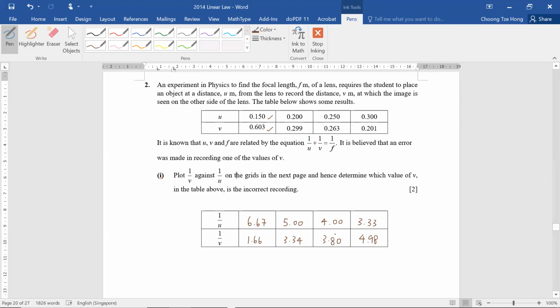After that, you can go and plan your scale and then draw. Remember, 1 over v will be on the vertical. The one that they mention first, plot what against what, goes on the vertical, unless they specifically tell you that 1 over v is on the horizontal. So this one is on the horizontal. Looking at your values, the smallest 1 over v is 1.66, so you may not need to start from 0. But for 1 over u, the horizontal one, we usually try to start from 0, in case we need to find the vertical intercept.